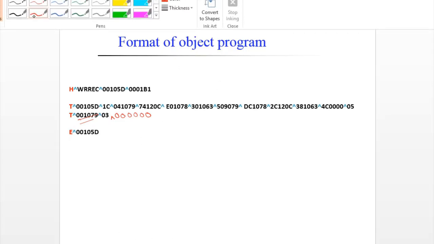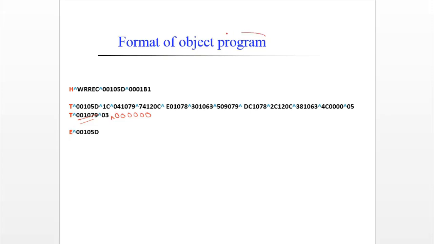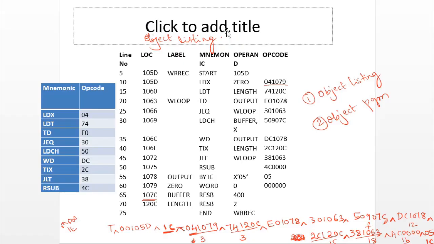So now we have seen the object program as well as the object listing, which are two forms of output of any SIC assembler.